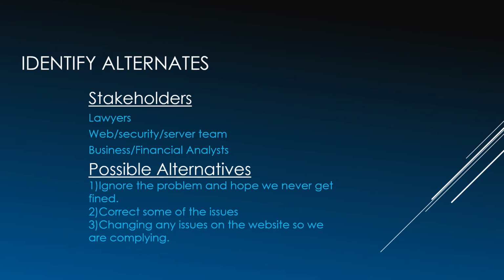Possible alternatives that we could come up with from that group were ignore the problem and hope that we never get fined. We could correct some of the issues and hope that that mitigates some of the fines that we would incur, and potentially lower our risk. The third and final choice would be to change any issues on the website that we can find, so that we are in compliance and that we do not have the risk of a huge fine that may come our way later on. This would be more of a long-term strategy.